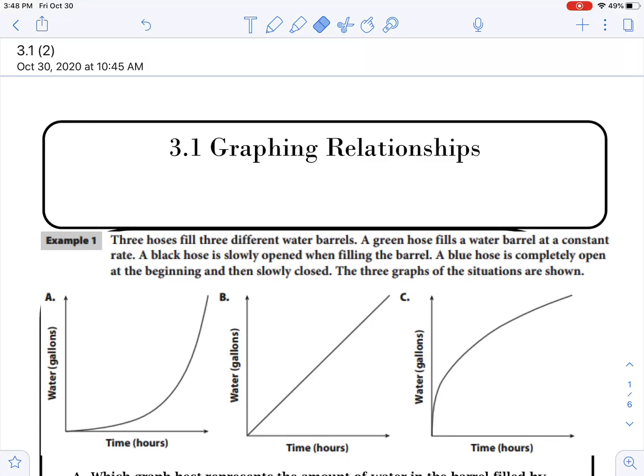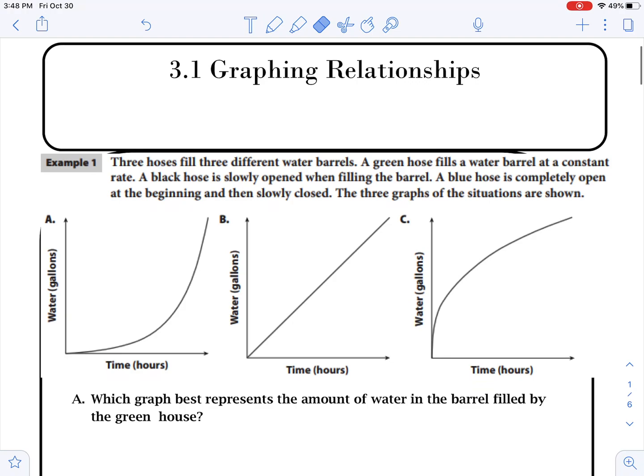Hello, we're going to go over graphing 3.1, graphing relationships. So we're going to take examples from daily life and put them on graphs. We're not necessarily looking at being super accurate, although some of them will be. So we look at three hoses filling three different barrels.